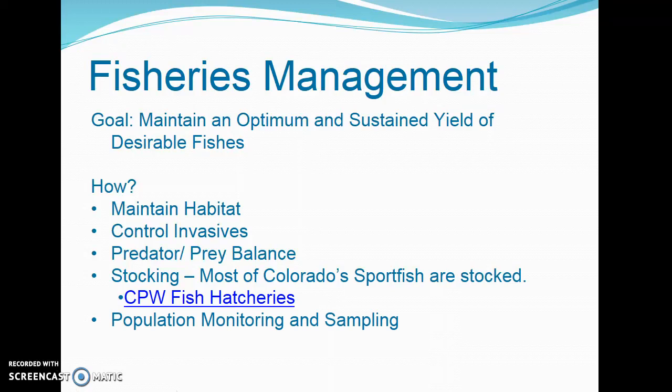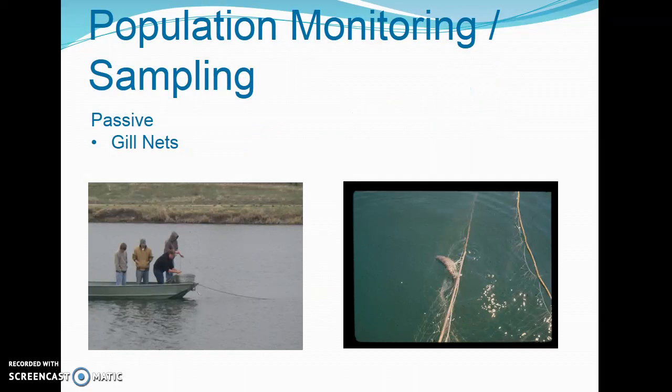We need to be able to monitor and sample our fish population. And that is really important and really fun. That's a part of fisheries management that I think is a lot of fun for a lot of people. So we're going to take a look at the methods that we use to do that here real quick. So population monitoring can be passive, and one method of using passive sampling is gill nets.